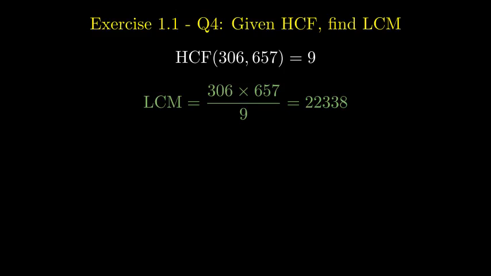Let us calculate. 306 multiplied by 657 equals 201,042. Dividing 201,042 by 9 gives us 22,338. Therefore, the LCM of 306 and 657 is 22,338.